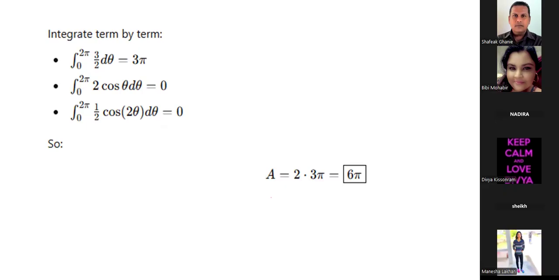Then we have 2 cos theta with respect to theta. We integrate that, we have 0. Half cos 2 theta with respect to theta, we have 0. So here we have 3 pi times 2, which is equal to 6 pi. So this here is the area of the cardioid.